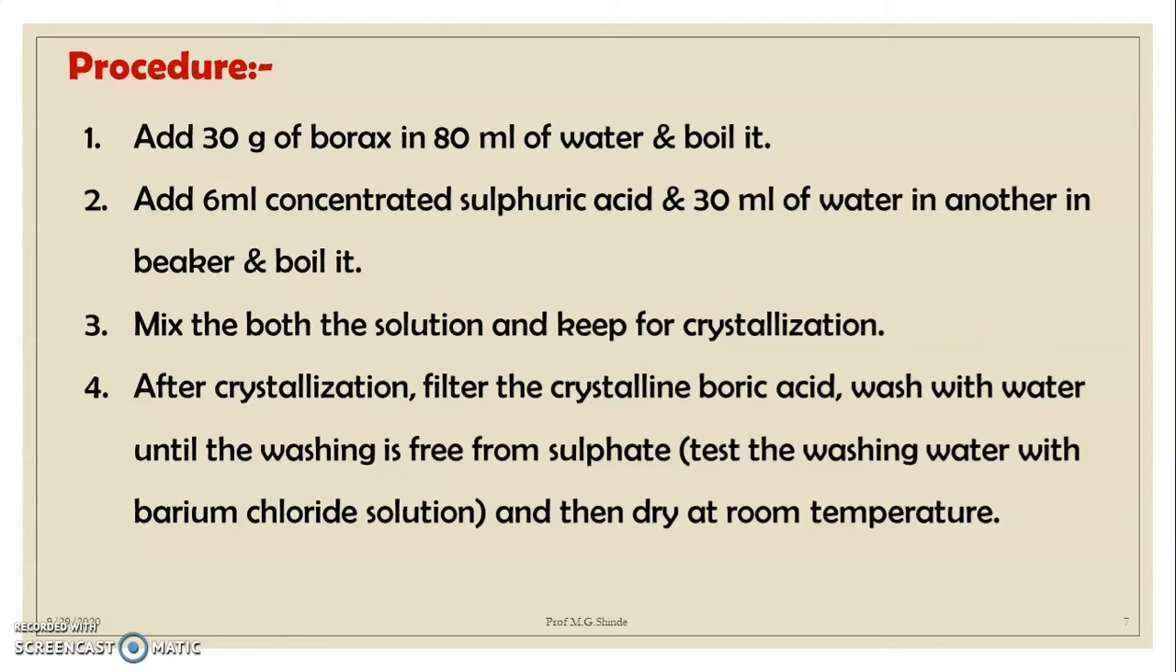After crystallization, we have to filter the crystalline boric acid, wash with water until the washing is free from sulfate. For this, we have performed the test of barium chloride solution. After the washing is free from sulfate, we have to collect the product. We have to dry it at room temperature, in the hot air oven or on a hot plate. So we will actually perform the practical at laboratory level. After the completion of practical, we will see the calculation part.